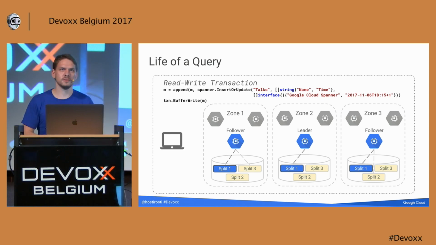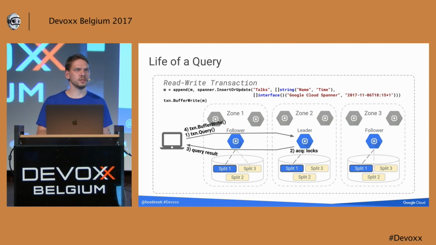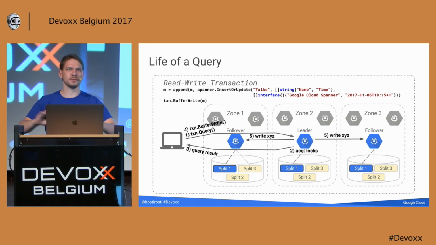Now, in the read-write transactions, of course, we have to acquire locks. So the client requests get directly routed to the leader. And the leader acquires the locks and responds with the query results. In this case, I might have done a select from something that I want to update. Then the client does some changes, some modifications on the data, and sends this modified data to the leader. The leader then sends out the writes to the followers.